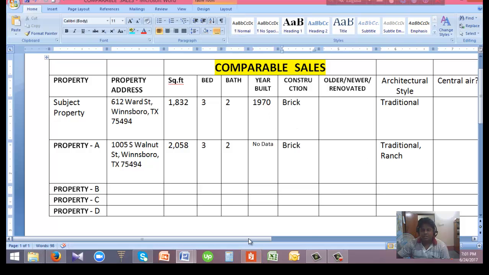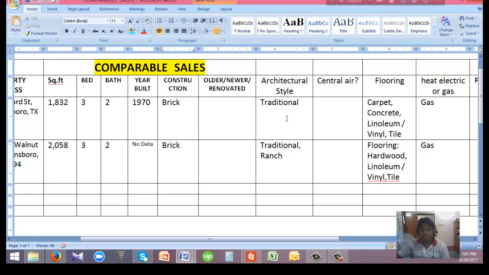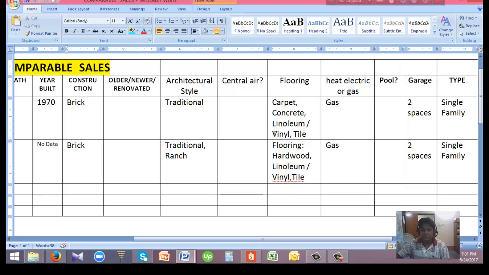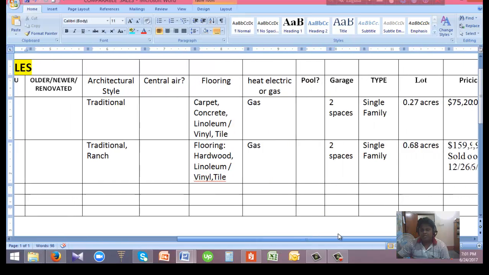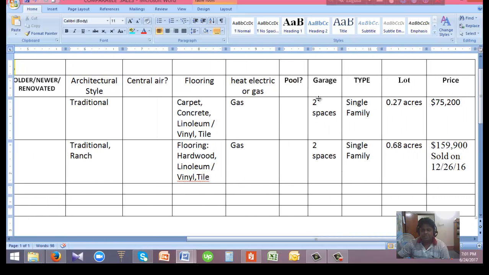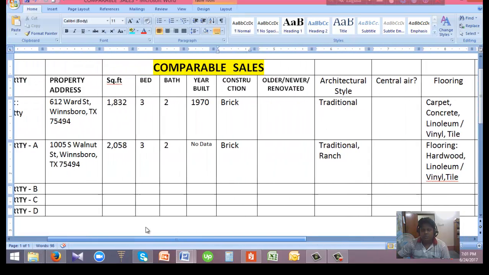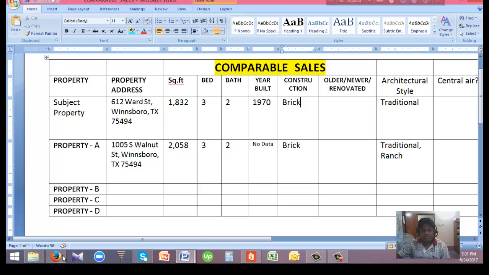Construction type is brick, architectural style is traditional, and flooring is carpet, concrete, linoleum and vinyl tile. Heating is gas. Garage is 2 spaces. Type is single family, and lot size is 0.257 acres. The listed price for this property is $70,200, and we got this information from Zillow.